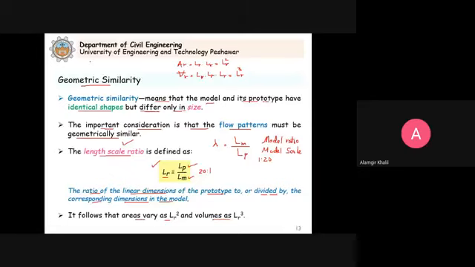Remember, this is chapter 7 of the textbook, similitude and dimensional analysis. This is chapter 7. I will share the soft copy. This is chapter 7 of the textbook, 10th edition. So now in this case, we define the length scale ratio. It means that this length in the prototype and in the model, this ratio is a constant. Clear? We will continue with this.